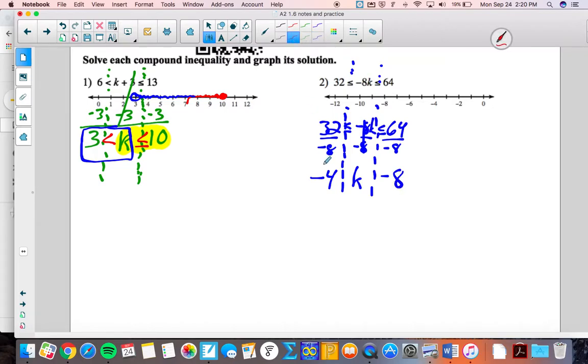Now, because I divided by a negative number, I need to flip the direction of each of the inequalities. Just like that. So this says k is less than -4, so go to -4, fill it in, squiggle to the left, and now this says k is greater than or equal to -8. So closed dot at -8 and squiggle to the right. And there is your solution.